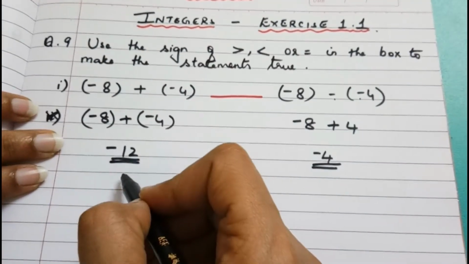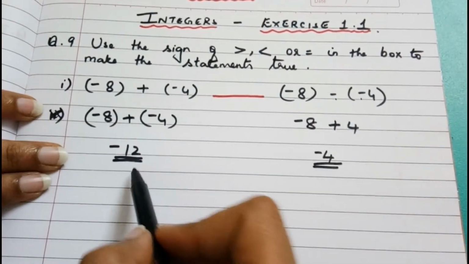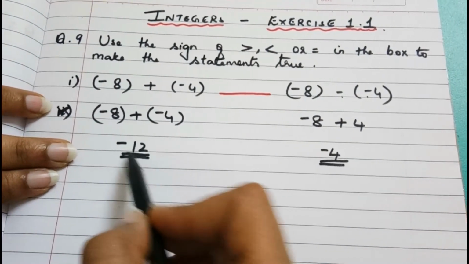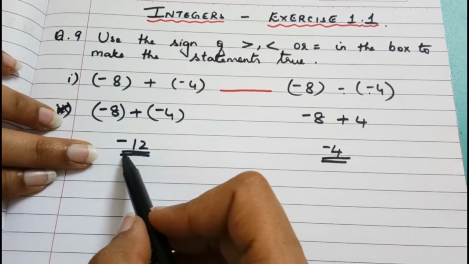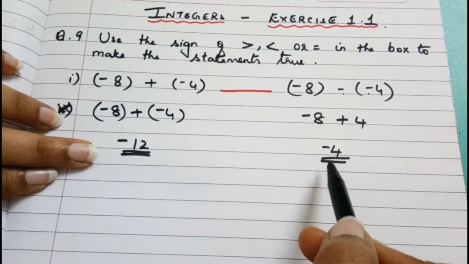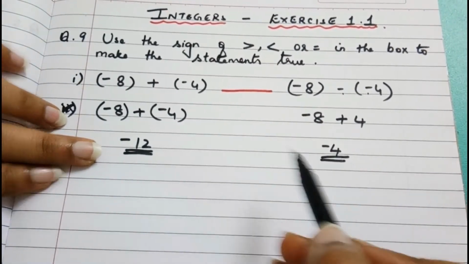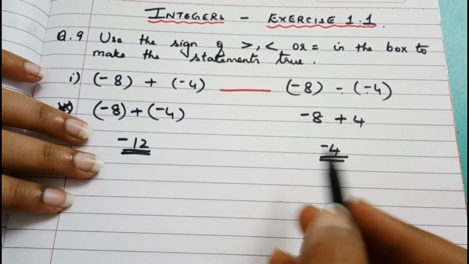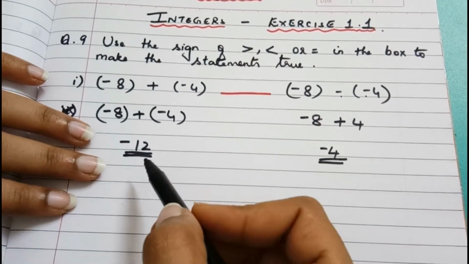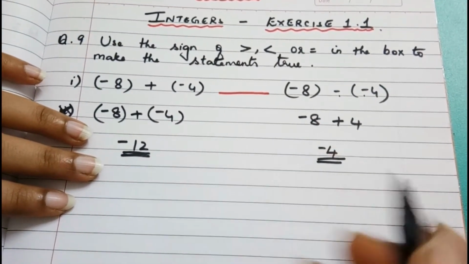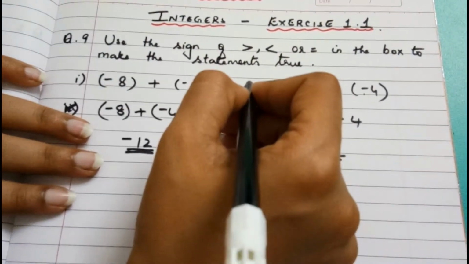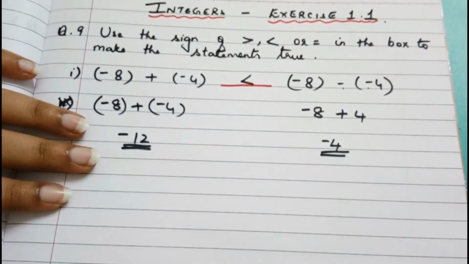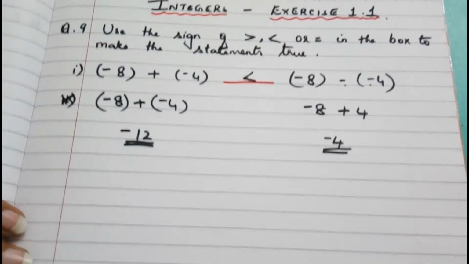-4 is bigger than -12. Why? Though 12 is a bigger number, since it has a minus sign, it is a negative integer, the greater we go in the minus sign, the value gets reduced. So here, -4 is greater than -12. So what would be the sign here? It is this sign. I hope it's clear to everyone.